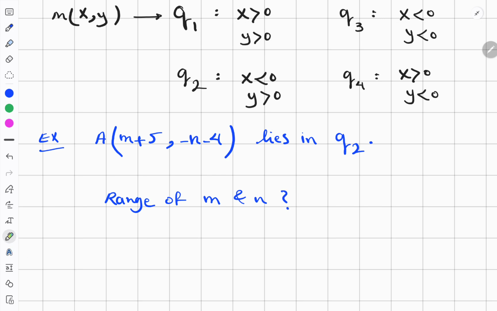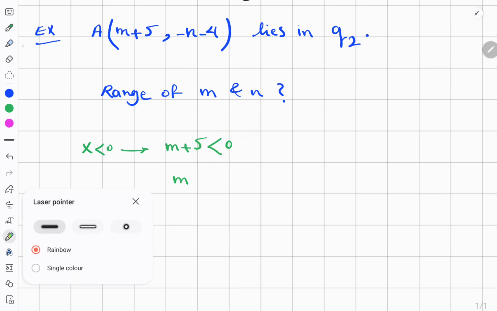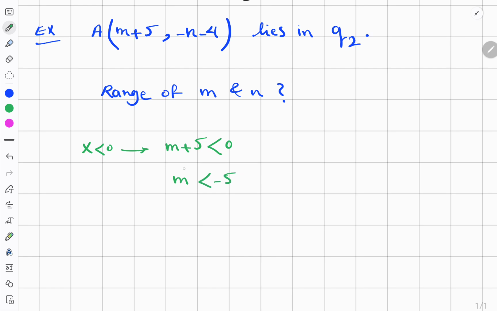Okay, we know that in quadrant 2, x is a negative number. So because x is negative, m plus 5 should be less than 0. So this is a really easy inequality. I'm just going to subtract 5 from both sides of the inequality. So subtract 5 here and then here. These two cancel out. So m is less than negative 5. So this is the range for m.